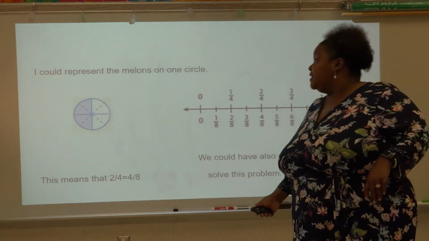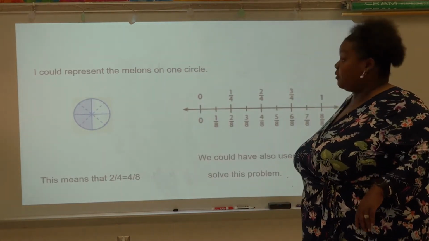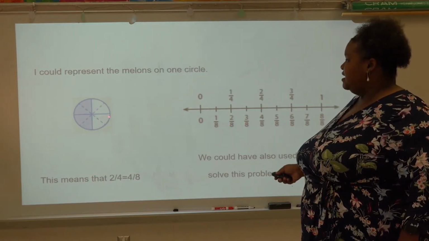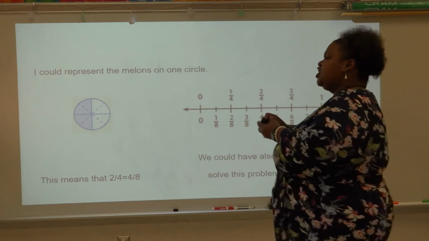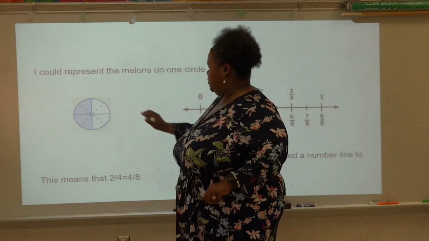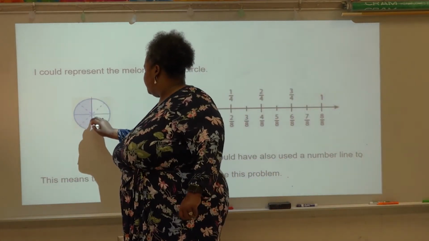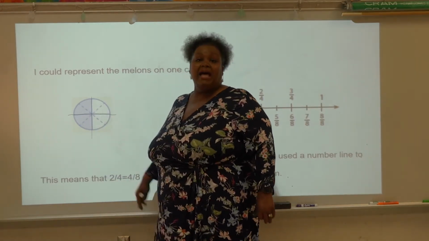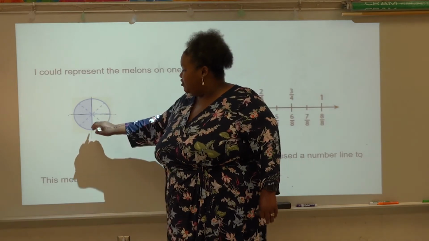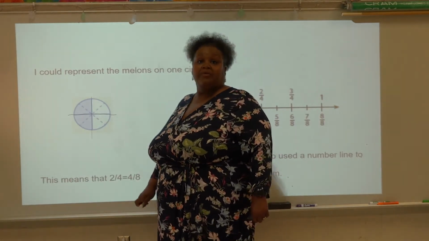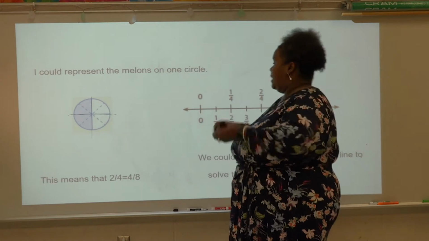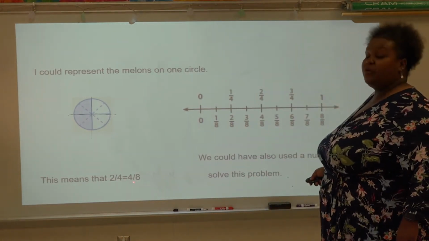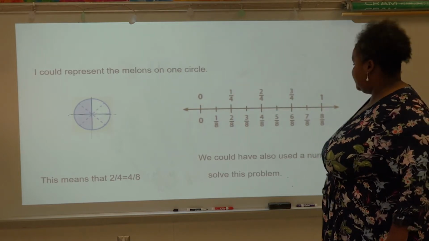I could represent the melons on one circle. We did 2 circles for ours, but look how this melon, the heavy dark lines are cut into 4ths, and you can kind of see that. I'm going to kind of go over them. These were cut into 4ths, but the dotted line made them into eighths. And as you could see, the same amount was shaded in. This means that 2/4 is equal or equivalent to 4/8.